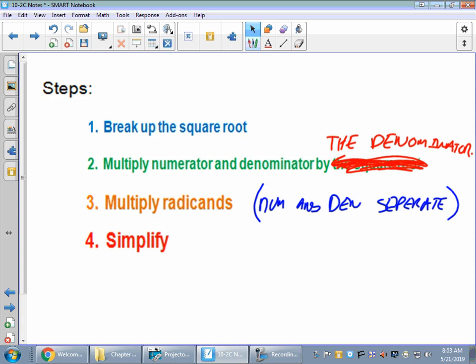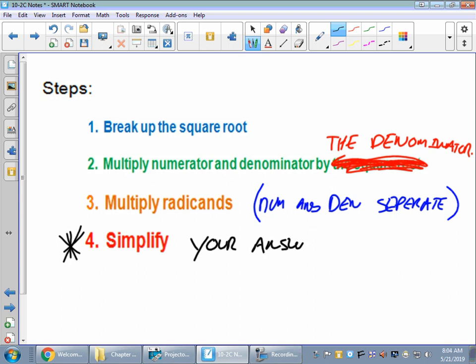Simplify means a lot of things. Simplify, just like we did in the first 2 sections where you can't have any perfect square factors. If you can break down the final answer, then do it. So you want to simplify your answer. And there's 2 ways to kind of think about that. Like we said, we could simplify your new radicands. That's one way.